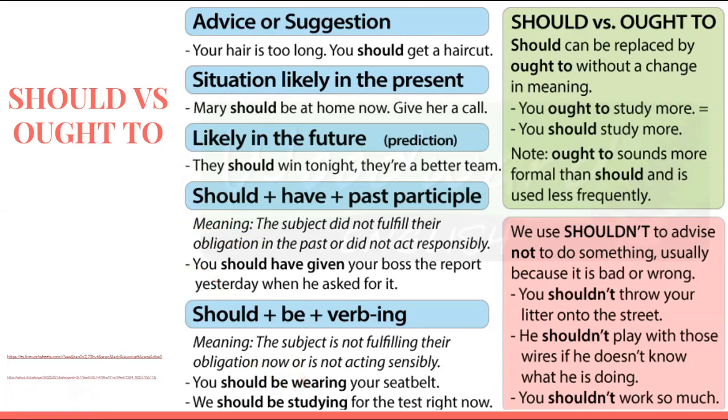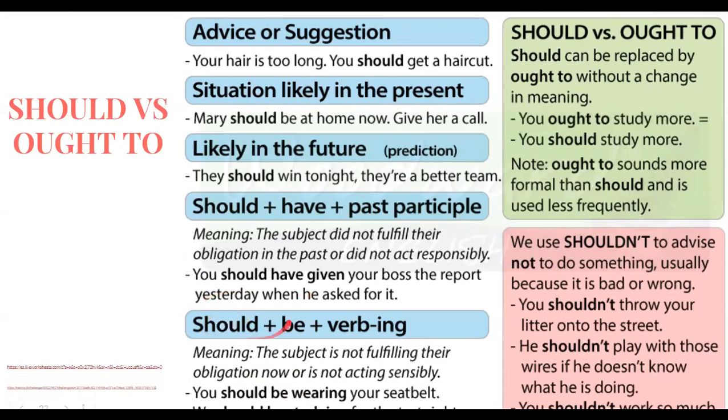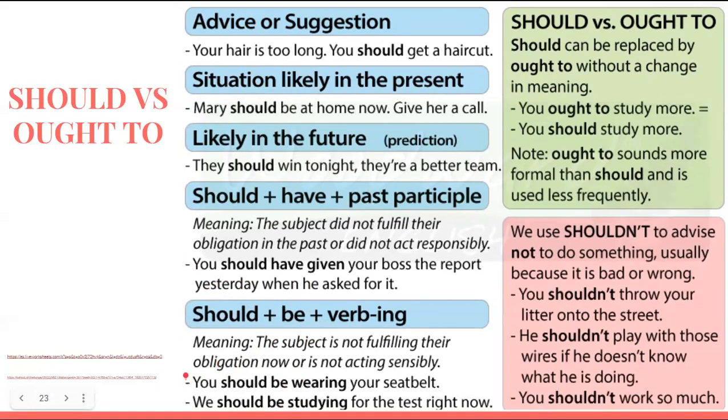And here, the last use is should followed by be and followed by a verb in the ing form. Please, can you read the example? Okay. You should be wearing your seat belt. We should be studying for the test right now. Correct. And what is the meaning of this? The meaning is that the subject is not fulfilling their obligation now or is not acting sensibly.